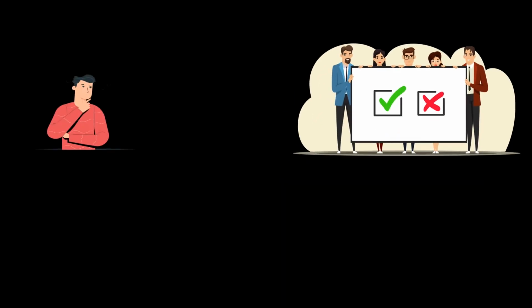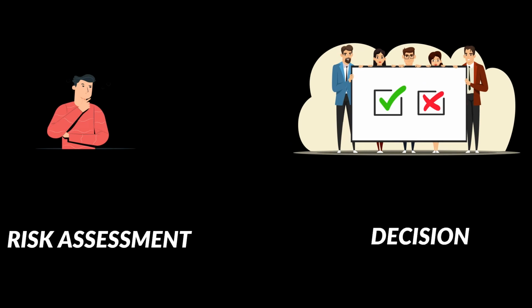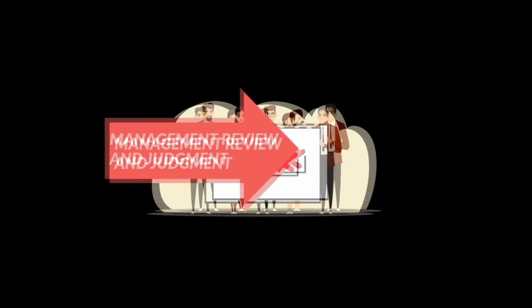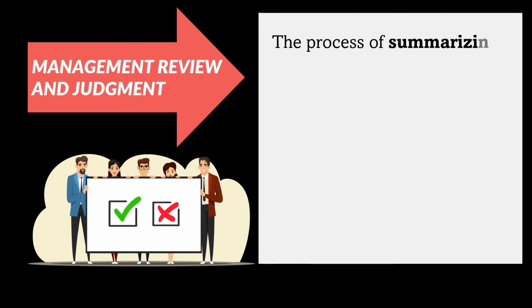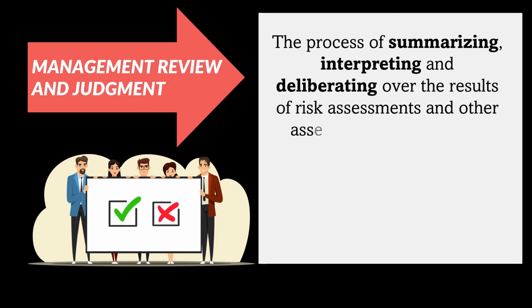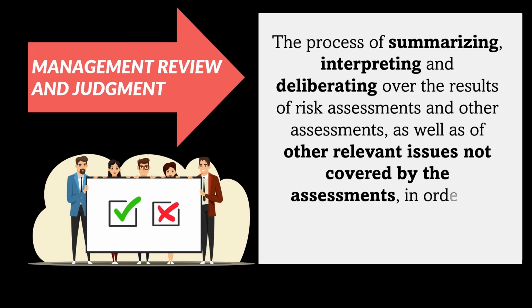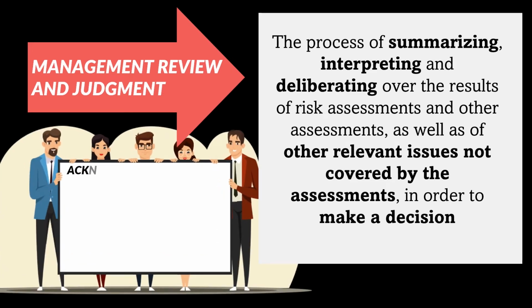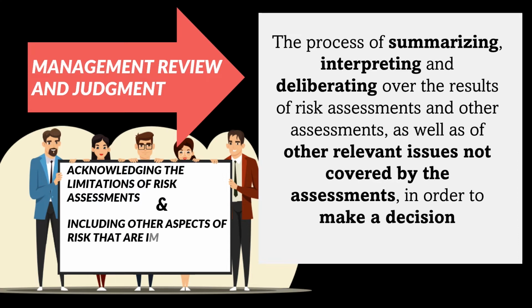Thus, there is a leap from the risk assessment to the decision. This leap we refer to as management review and judgment, and it is defined as the process of summarizing, interpreting, and deliberating over the results of risk assessment and other assessments, as well as other relevant issues not covered by the assessments, in order to make a decision. The management review and judgment is needed as the risk assessment has limitations in capturing all aspects of risk, and there are other aspects than risk that are important for decision making.